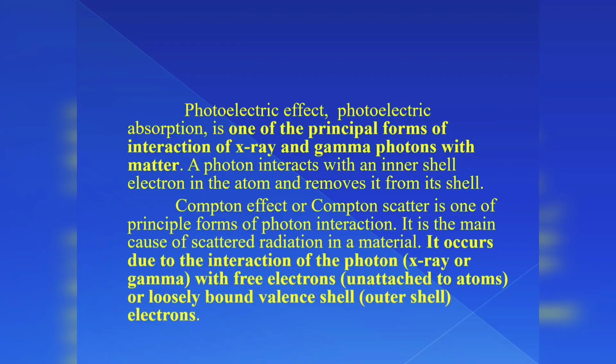Whereas the Compton effect, or Compton scatter, is one of the principal forms of photon interaction. It is the main cause of scatter radiation in a material. It occurs due to the interaction of a photon, the X-ray or the gamma, with a free electron that is unattached to an atom, or a loosely bound valence shell, that is outer shell electron. So the photoelectric effect interacts with the K shell electron and the Compton effect interacts with the outermost shell, the M shell, where the binding energy is minimal and it is a free electron.